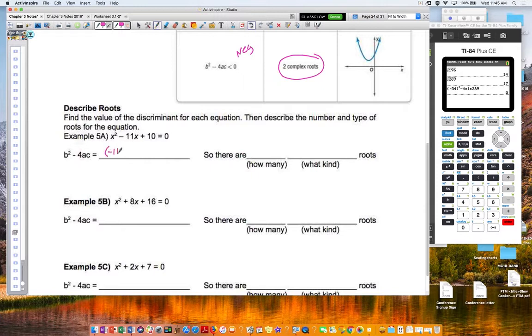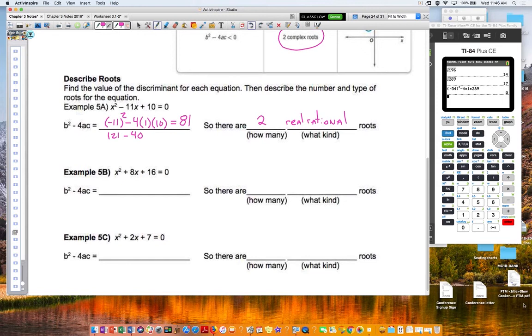So I'm going negative 11 squared minus 4. My a value is 1. My c value is 10. So when I simplify this, 121 minus 40 ends up being 81. It's a positive answer, and it's a perfect square, so I have 2 real rational roots.